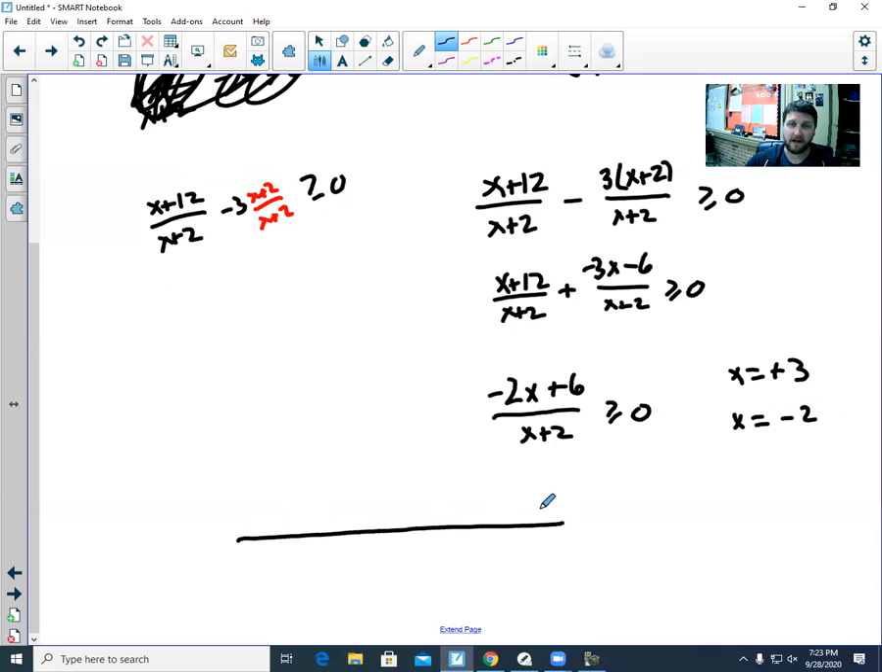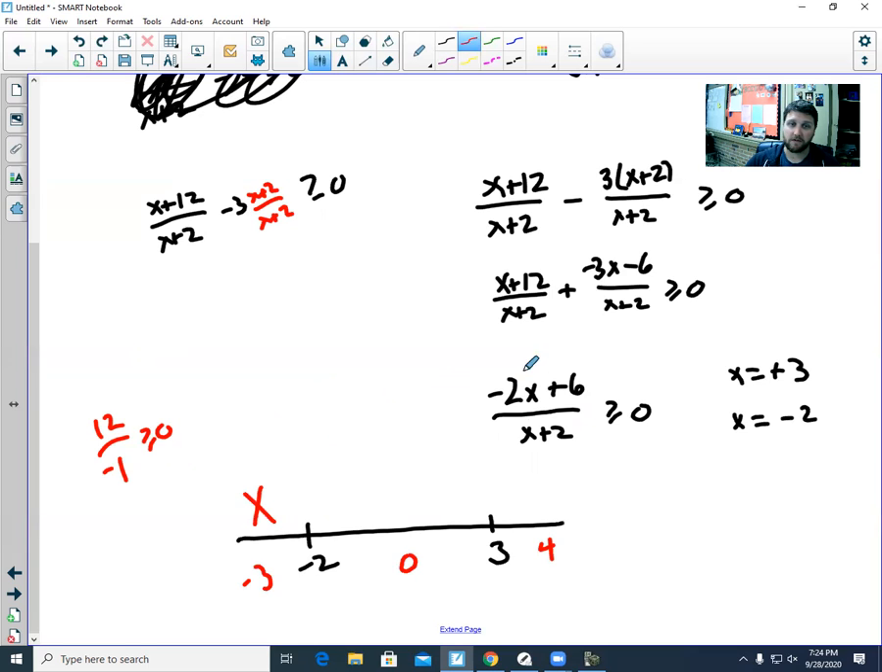I'm going to do it again on the number line just like I did last time. So I have negative 2, I have positive 3, and I'm going to test these points. I'm going to test negative 3, I'm going to test 0, and I'm going to test 4. And I'm going to see what numbers work for these. Okay, so I'm going to test negative 3. All of these are equivalent to each other, so it doesn't matter which one you use because we haven't canceled anything. So if I plug negative 3 in here, I get negative 2 times negative 3 is positive 6, plus 6 is 12, over negative 3 plus 2 is negative 1, is greater than or equal to 0. So this is saying negative 12 is greater than or equal to 0, which is not true.